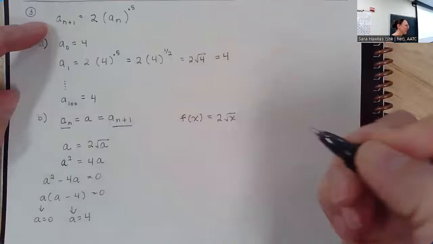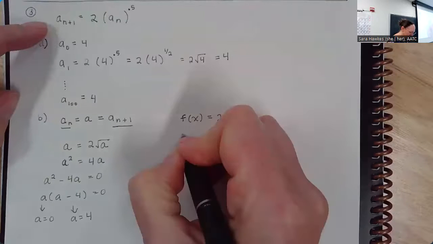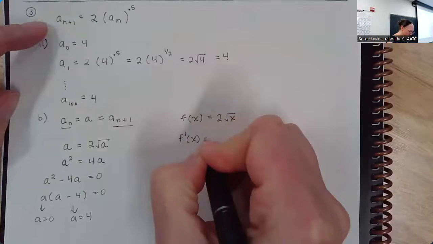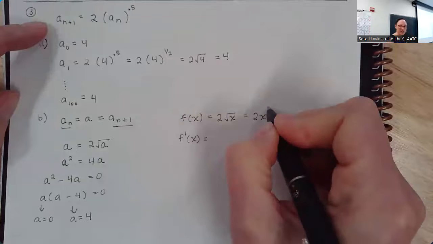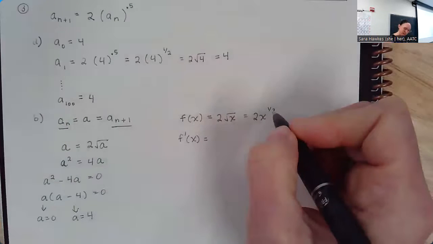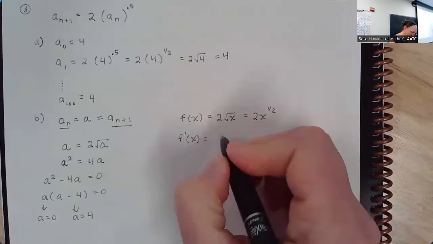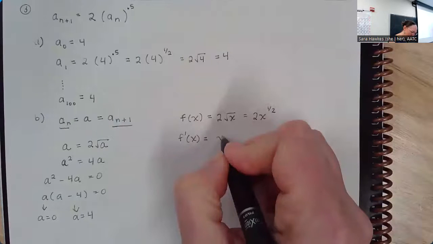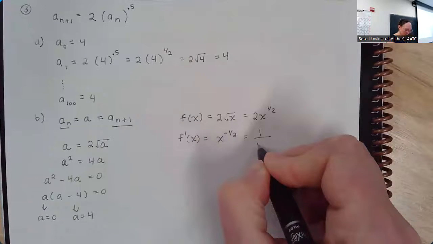And the stability criterion says we're going to take the derivative. And maybe I want to write that as 2x to the 1/2 power. So that when I take the derivative, 1/2 is coming down. 2 times 1/2 is 1. So I'm left with x to the negative 1/2, or 1 over the square root of x.